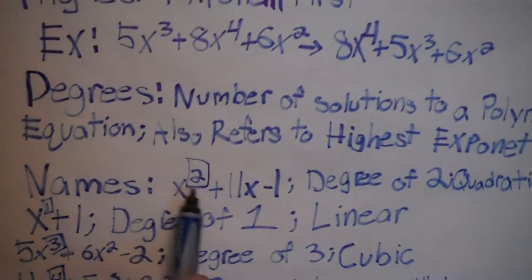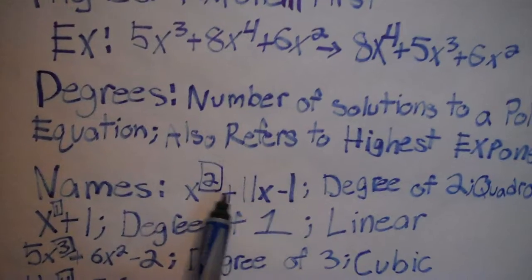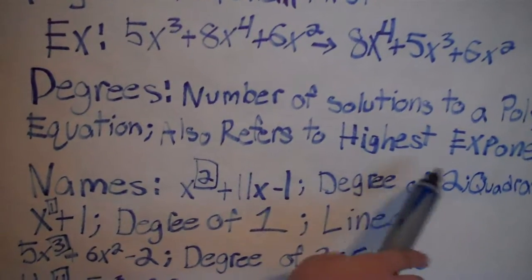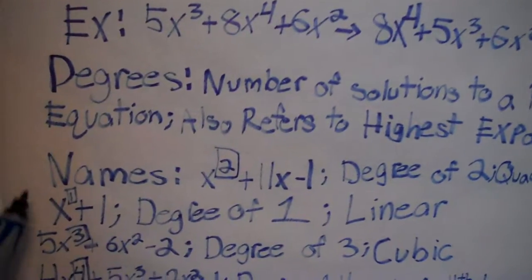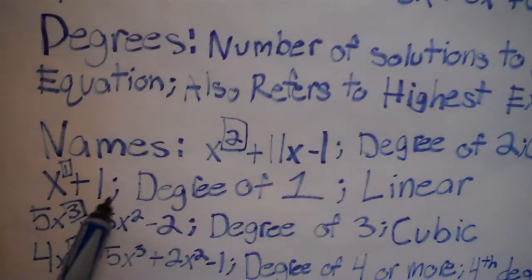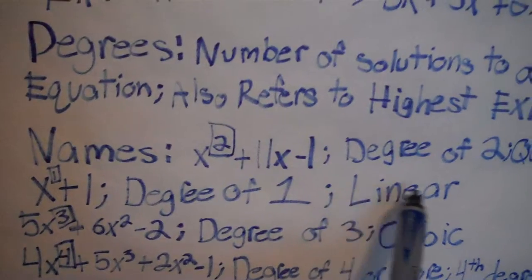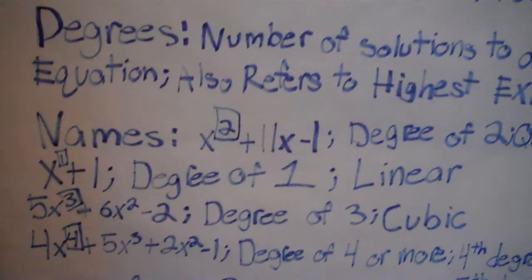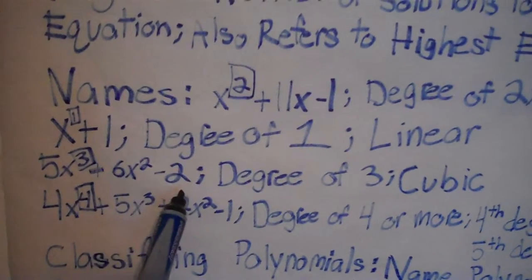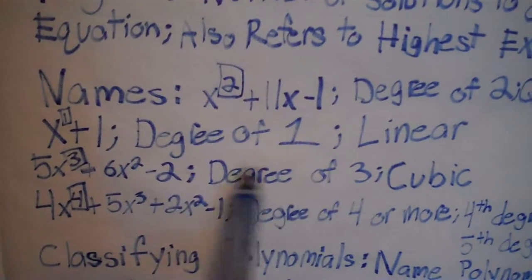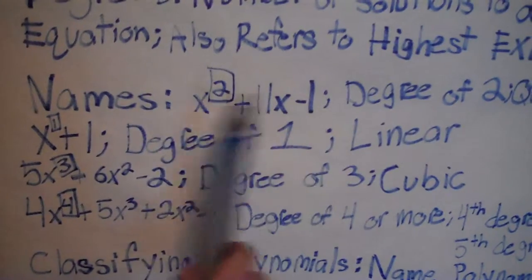So x squared plus 11x minus 1, to name it by the degree: since it has a degree of 2, we call it quadratic. Next we have a degree of 1, x plus 1, so we call it linear. Next we go 5x cubed plus 6x squared minus 2, and it has a degree of 3, so we call it cubic.